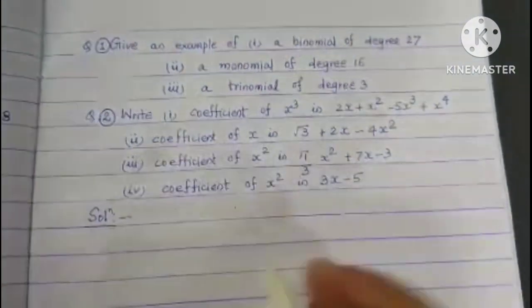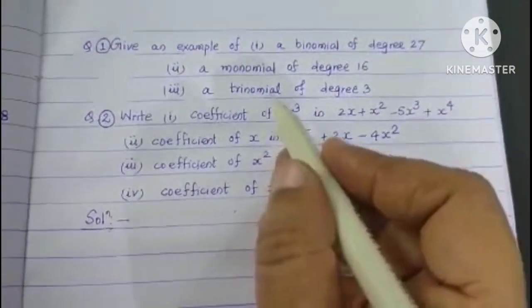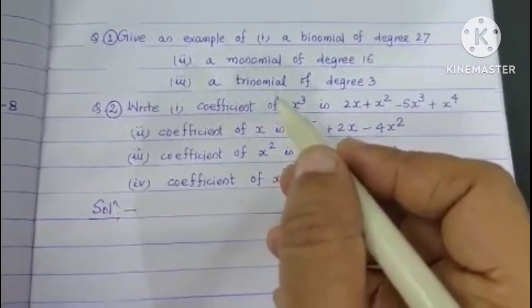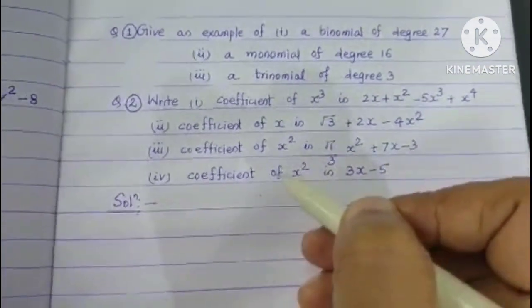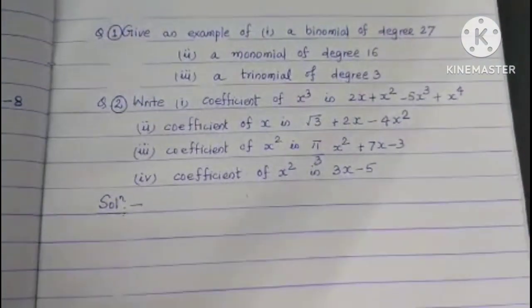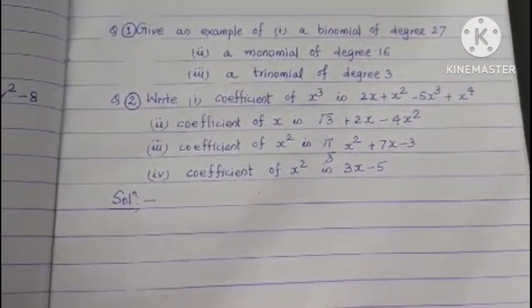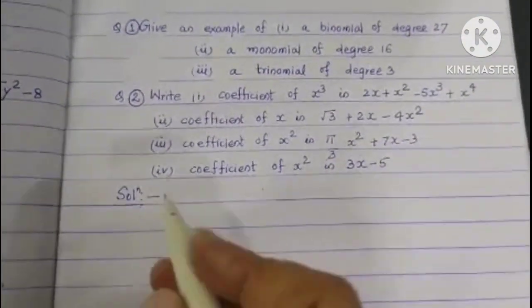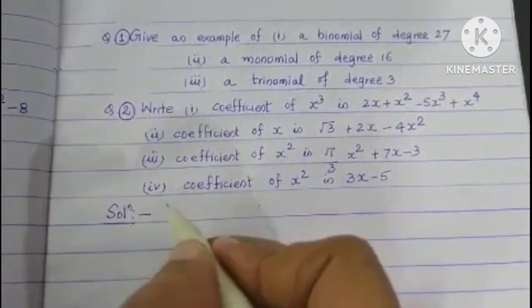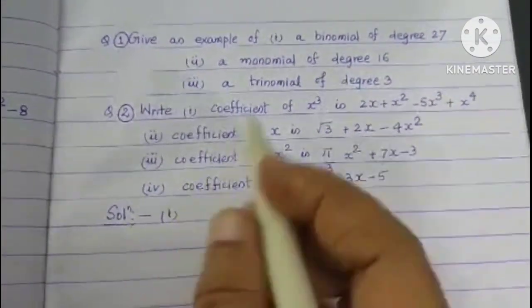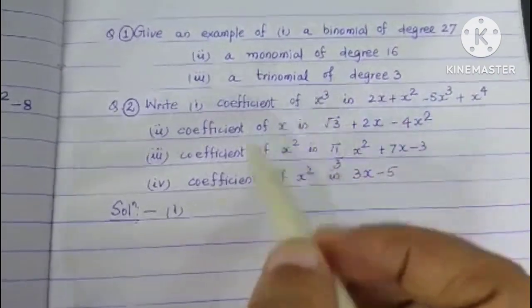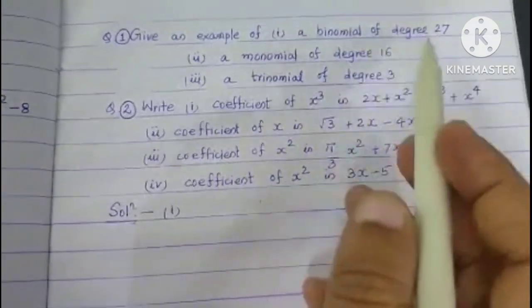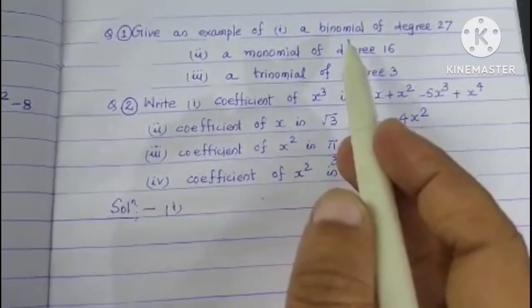and this question will complete your concept of binomial, monomial, trinomial, and coefficients also. The concept of degree I have made you understand in the previous examples. So let us solve it. First one is, we have to write an example of a binomial of degree 27. So two things are here. A binomial. What is a binomial?